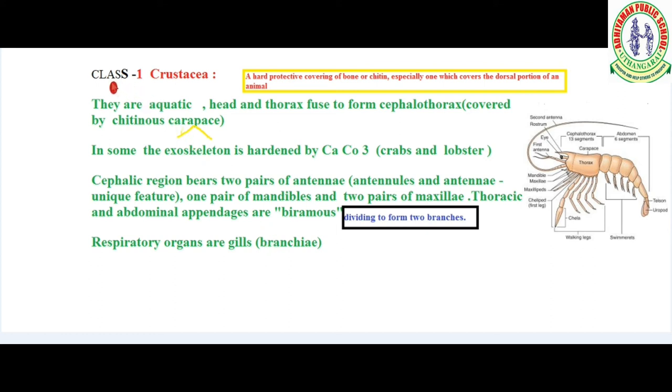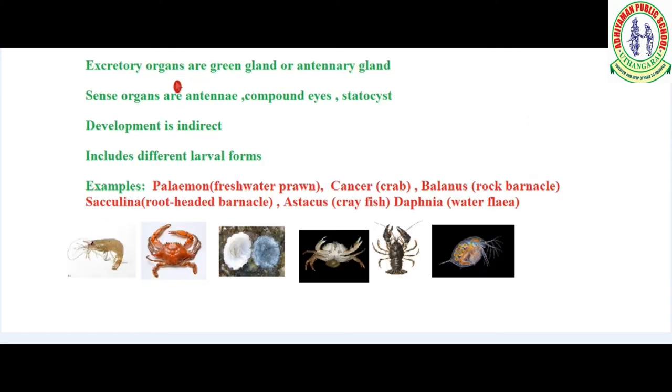So just keep in mind class 1, Crustacea. What are the other features of Crustacea? Excretory organs are green glands or antennary glands. These are very important. Sense organs are antennae, compound eyes, and statocysts. Statocysts is a balancing organ. Development is indirect. What is indirect? They have a larval stage, and the larva undergoes drastic changes, metamorphosis, to form the adult. That is called indirect development.